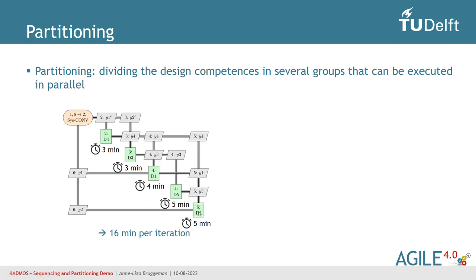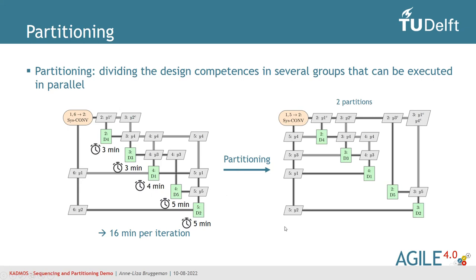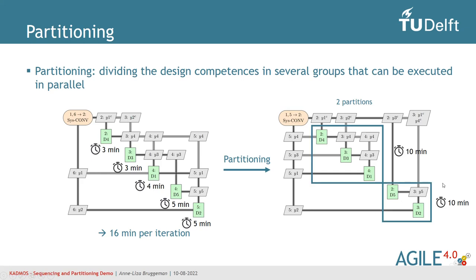Now, what we can also do is divide these disciplines in 2 different partitions that can be executed in parallel. That's shown here on the right. We have the first partition, which consists of D4, D3, and D1. And we have a second partition, which consists of D5 and D2. If we now look at their execution time, we can see that both partitions have an execution time of 10 minutes. So this is a reduction of 6 minutes per iteration.